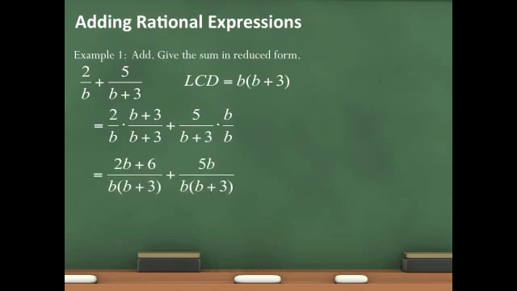Simplify each fraction by multiplying numerators. In the first fraction, 2 times b plus 3 equals 2b plus 6. In the second fraction, the numerator is 5 times b. Add numerators by combining like terms. 2b plus 5b equals 7b. The 6 carries along. Place the result over the least common denominator. 2 over b plus 5 over b plus 3 equals 7b plus 6 over b times b plus 3. This fraction does not reduce.